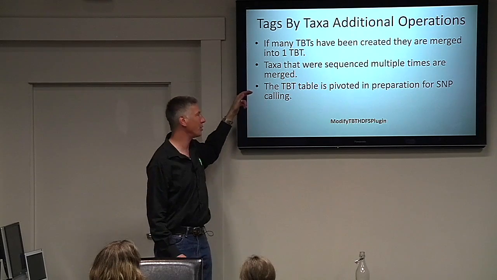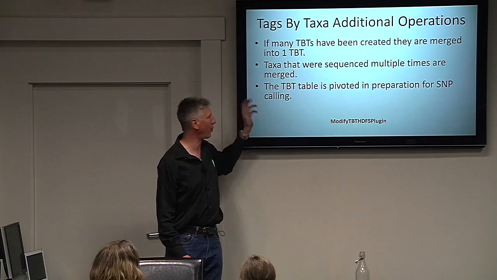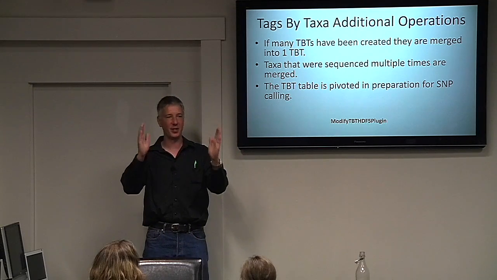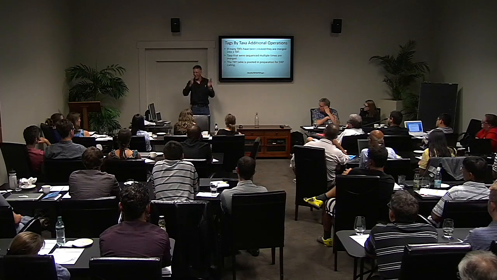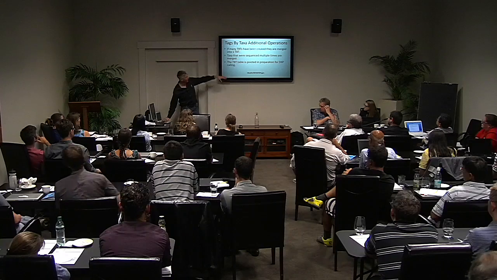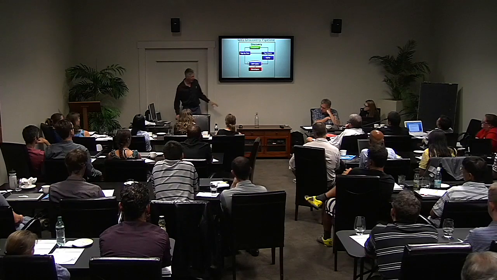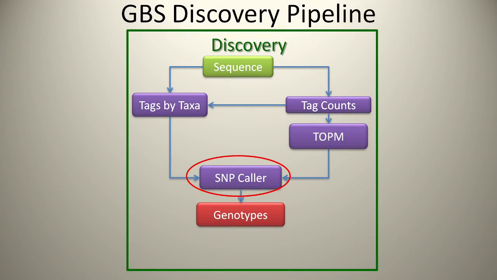And this plugin will also pivot the TBT in preparation for SNP calling. So in creating it, the table is really efficient in this direction. But to use it for SNP calling, it needs to be really efficient in this direction. So there's a plugin that'll just go, and that may take some time. But that's some of the things that the modified TBT HDF5 plugin does. Okay, so now we've got our tags by taxa, right? We know which tags are in which taxa. We know where the tags are aligned based on the TOPM, and then we want to call SNPs.